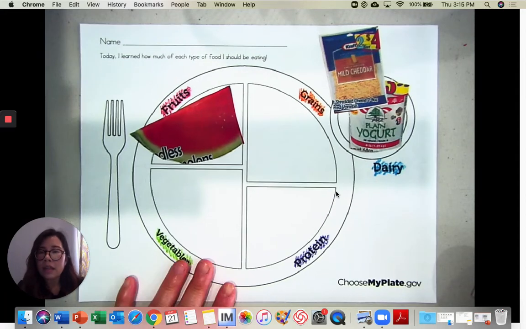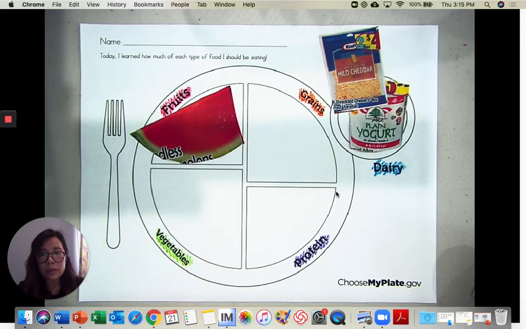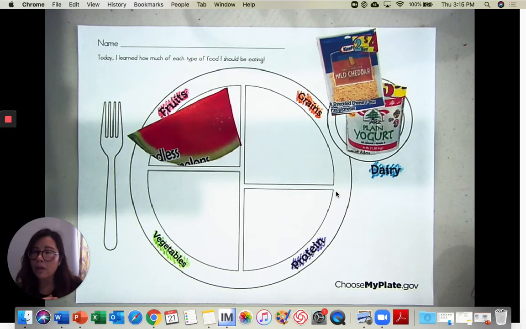If you do it like this, or you hand draw it, scholars, take a picture of it and then upload it to Seesaw so I can see all your amazing work. But that's it. So I want you to have fun today and get creative with how you can build your healthy plate of food. All right? So go ahead and start sorting it out.